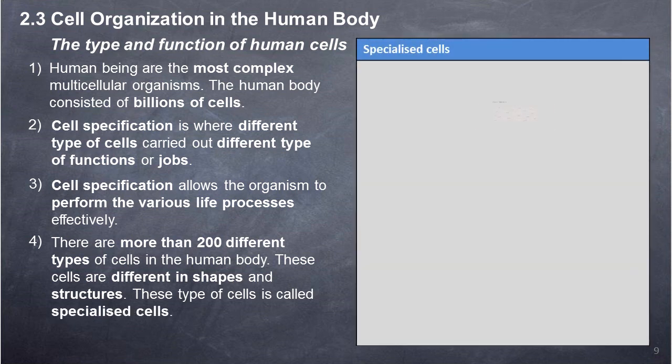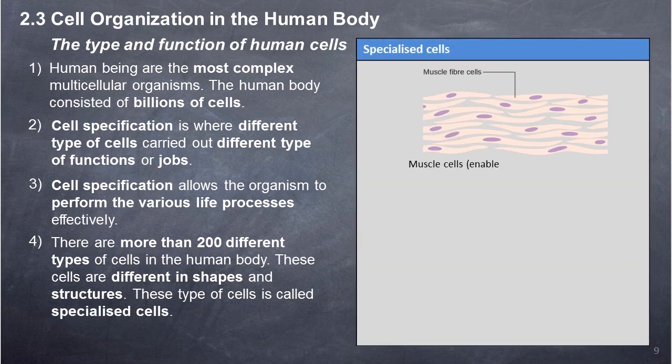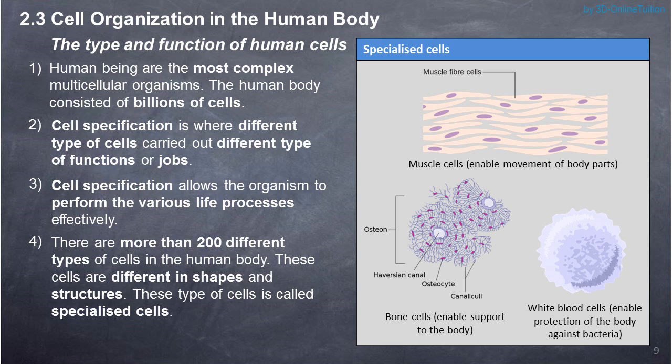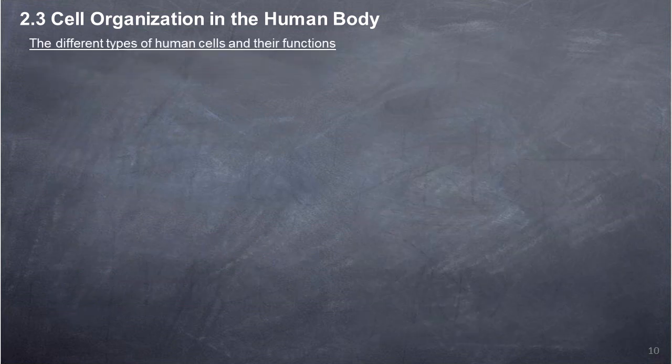Specialized cells. Muscle cells enable movement of body parts. Bone cells enable support to the body. White blood cells enable protection of the body against bacteria. The different types of human cells, and their functions.